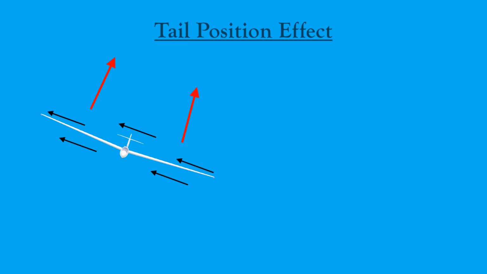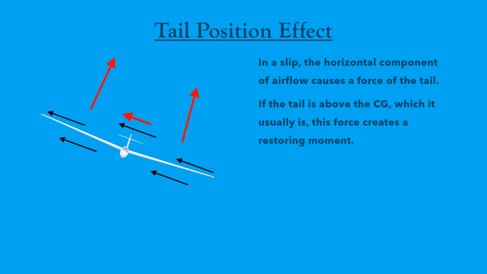Next, let's consider the tail position effect. In a slip, the horizontal component of airflow will cause a sideways force on the tail. If the tail is above the center of gravity, which in most gliders it will be, this force will create a restoring moment which tends to level the glider.